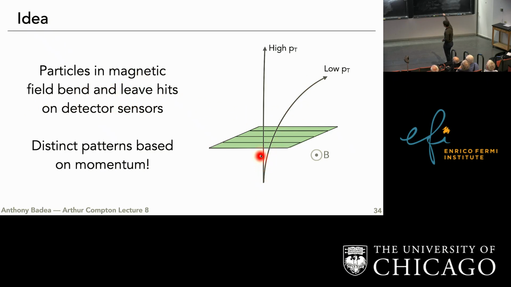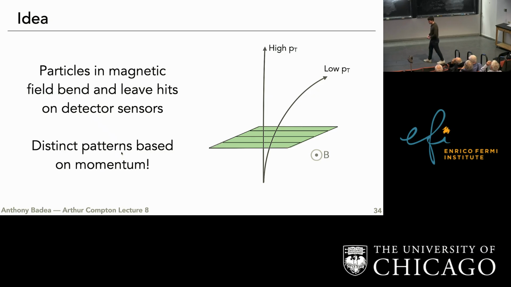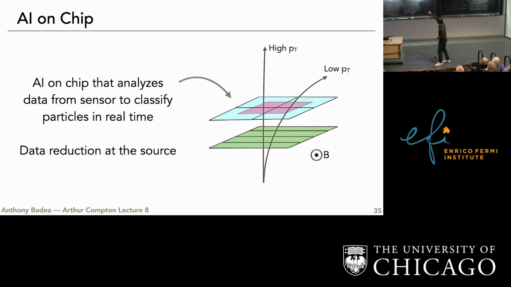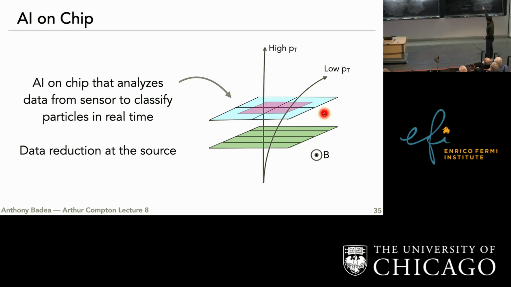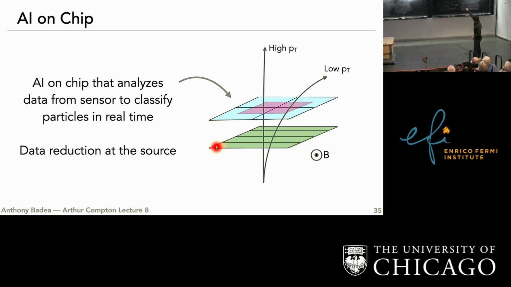So high momentum particles come straight like this, low momentum particles bend like this, and as they hit the sensor, they leave hits along it, and in doing that, they leave very distinctive patterns. And so the idea is that you put a piece of hardware, a chip right here, that connects directly to the sensor, that analyzes the data in real time coming off of it and makes predictions of if it's a high momentum particle or a low momentum particle.